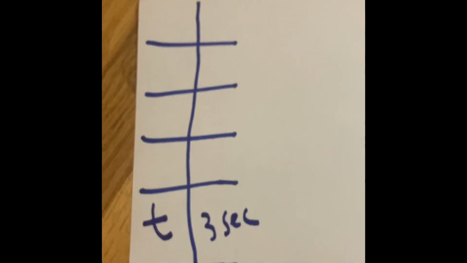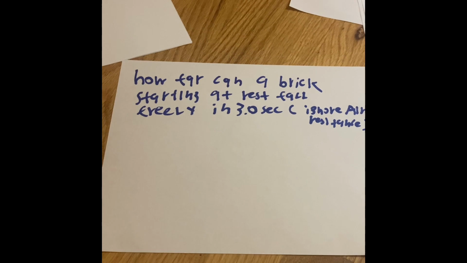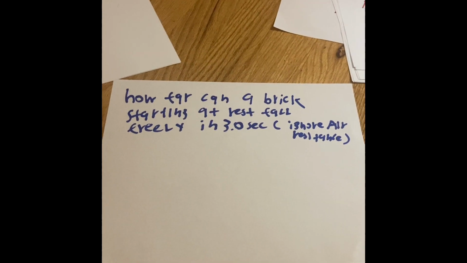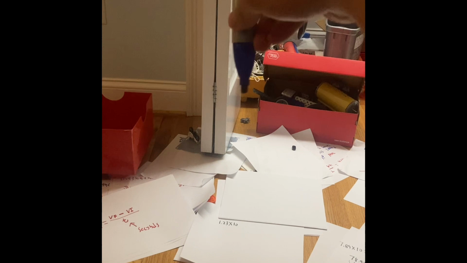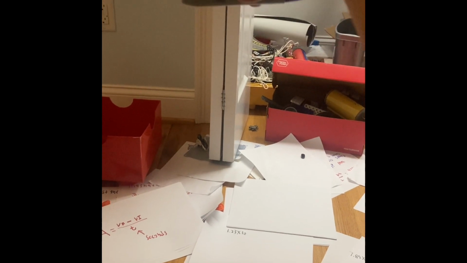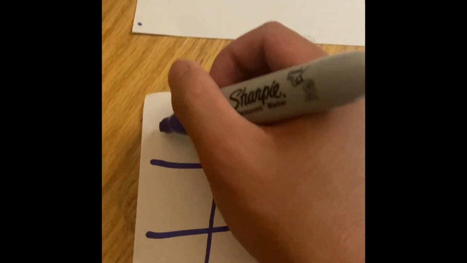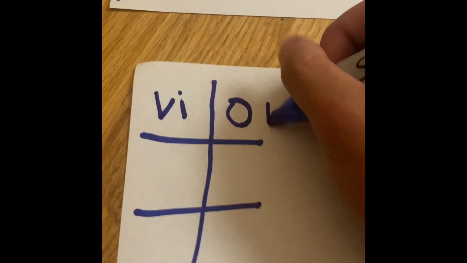But what if I told you that when you say a brick starting at rest, it means that you're basically holding the object in the air, you let go of it, and let gravity do the rest of the physics. Basically, you see this marker that I'm writing with. This is what happens, right? Yes, it's at rest. And there it goes. So our initial velocity is going to be 0 meters per second.